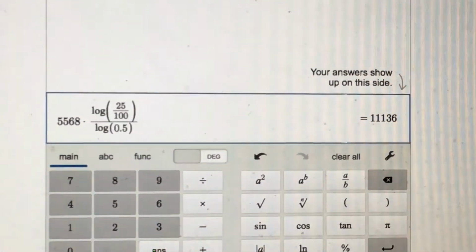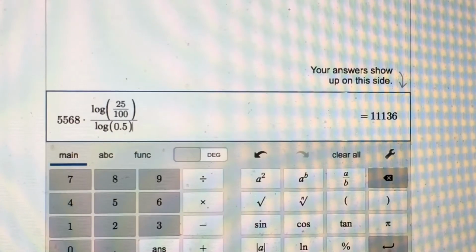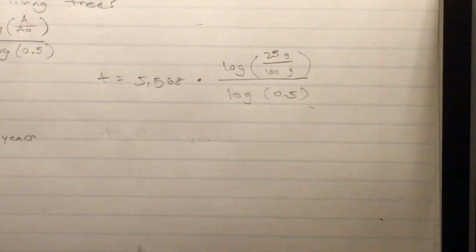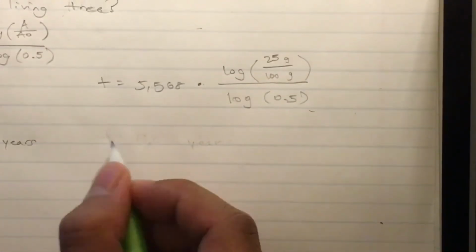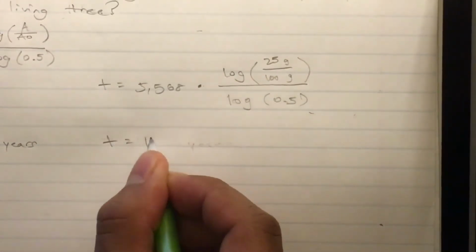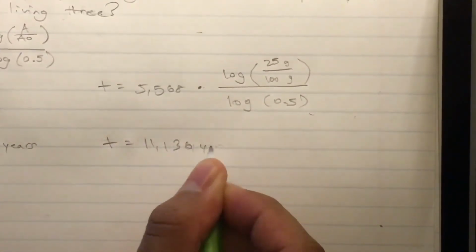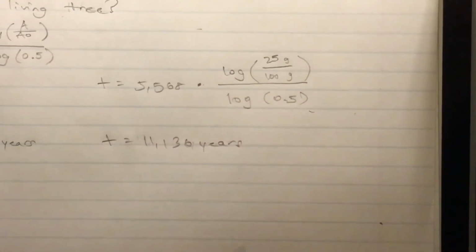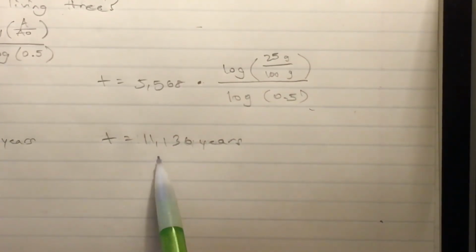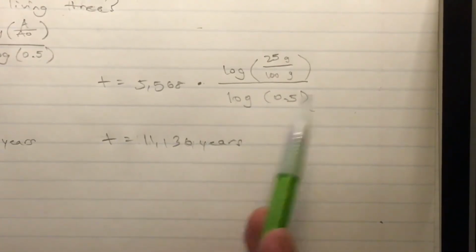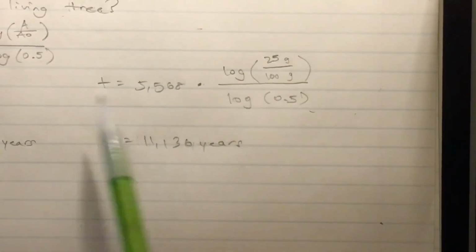What you should get now is the answer, 11,136 years. So, we found out that T equals 11,136 years. So, 11,136 years ago, this sample, carbon-14, was part of a living tree.